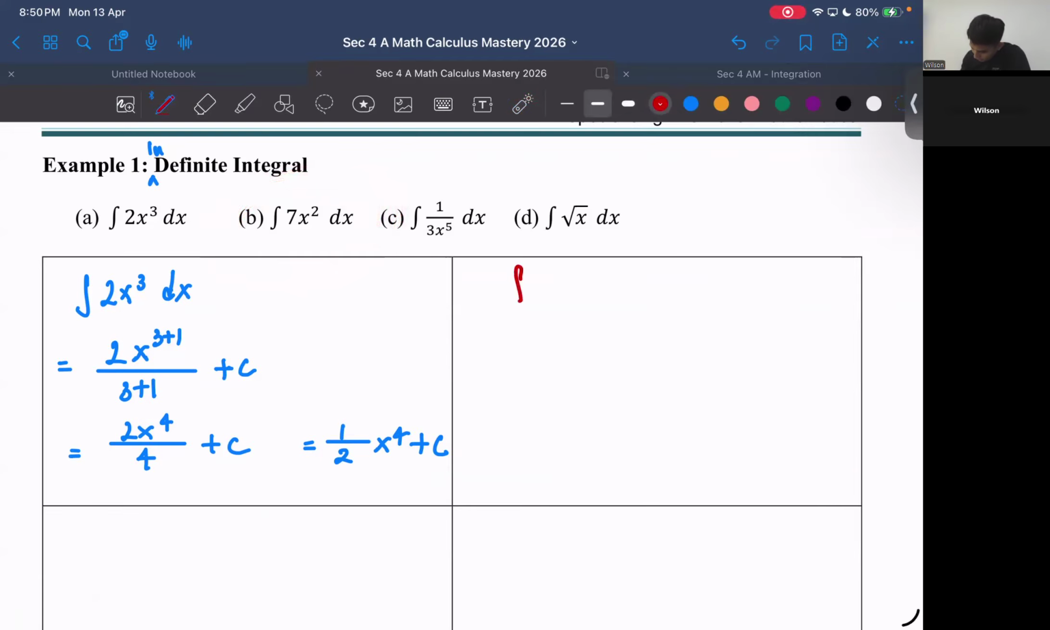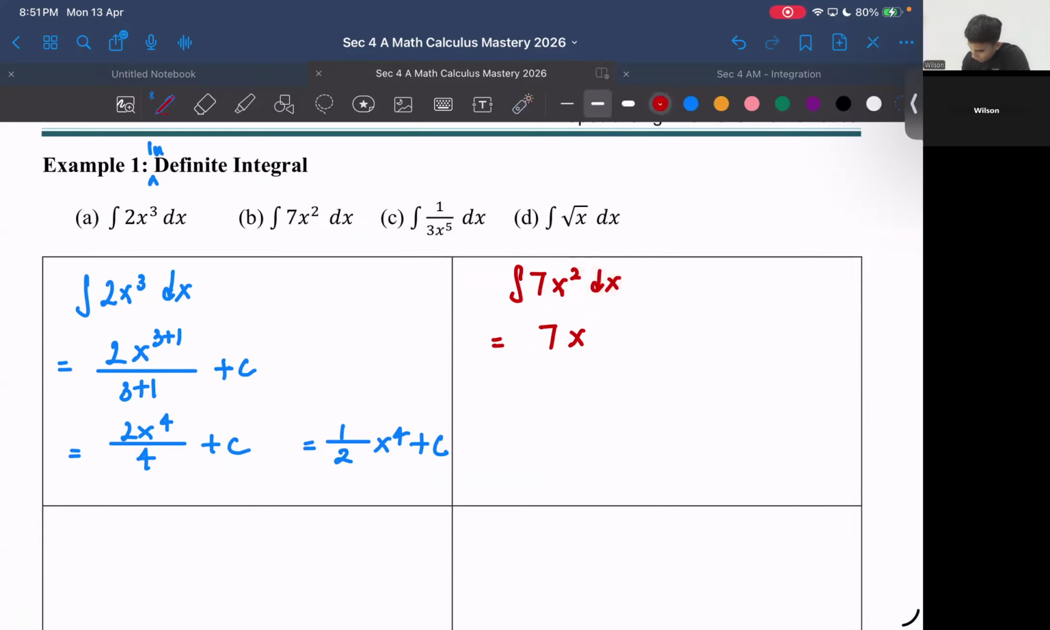If I want to integrate 7x squared with respect to dx over here, number one thing, I leave the coefficient by itself. I don't touch it. So this one will be 7. Now the x term is the one that I want to affect. So this one will be x. Now the power, in differentiation we will minus 1, correct? But in integration we must plus 1.